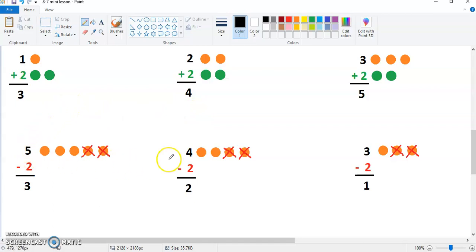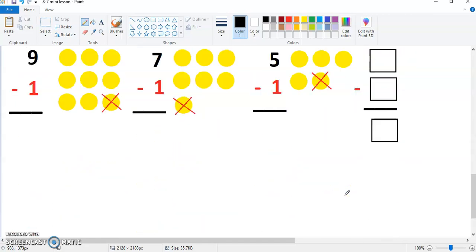Looking at a subtraction pattern, my friends, we're going 5, 4, 3. Those are our top numbers, and our pattern is to take away, subtract 2. So when we take 5 minus 2, because that's our pattern, take away 2, that equals 3. When we do 4 minus 2, because that's our pattern, we get 2. When we do 3 minus 2, because that's our pattern, it equals 1. So we keep following our pattern to find the next number.